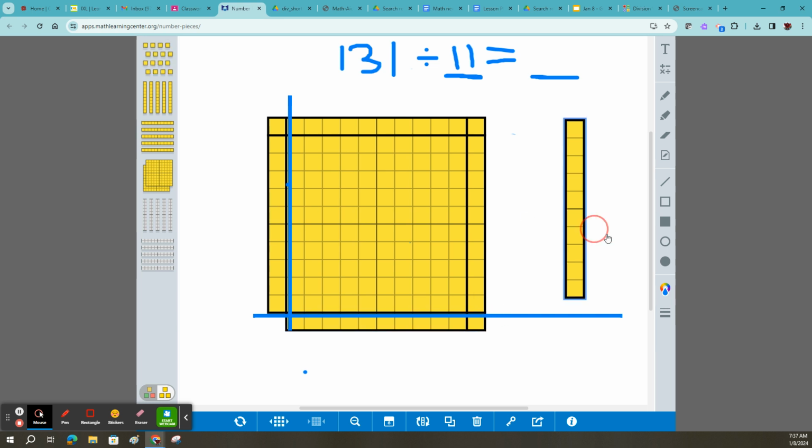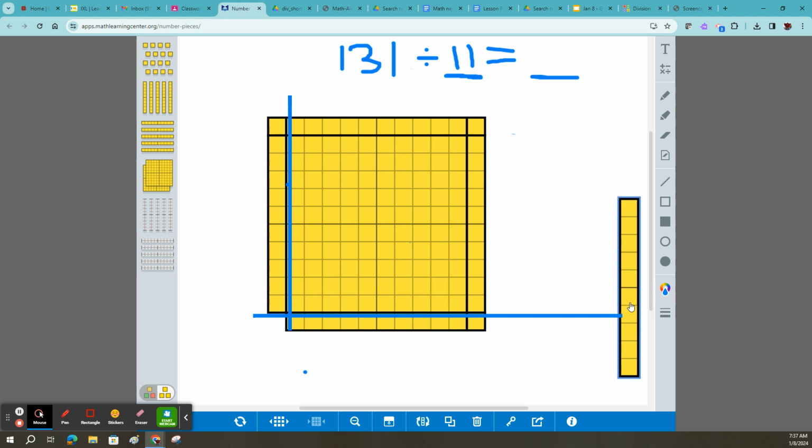Okay. So now what I can say is that 131 divided by 11 gives me an answer of 11 with a remainder of 10. I had 10 left over. Okay. In other words, we can say that 11 fits into 131 11 times with 10 left over.